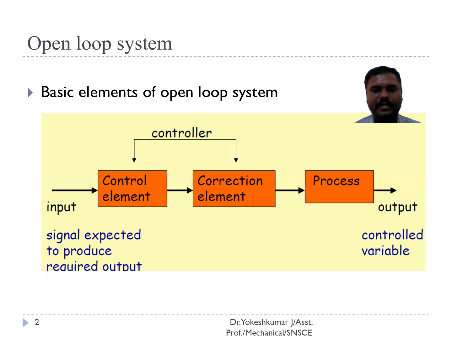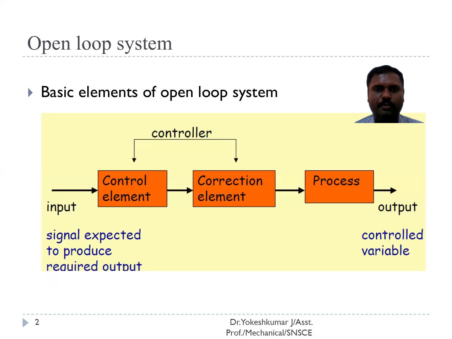For example, if you take a heater, what is the input? The input is the electric power, voltage and current. By varying this voltage and current in definite proportions, we can vary the power of a heater so that the heating process can be controlled. Finally, we are going to control a variable, that is heat. So the heat can be controlled precisely with the help of this system.